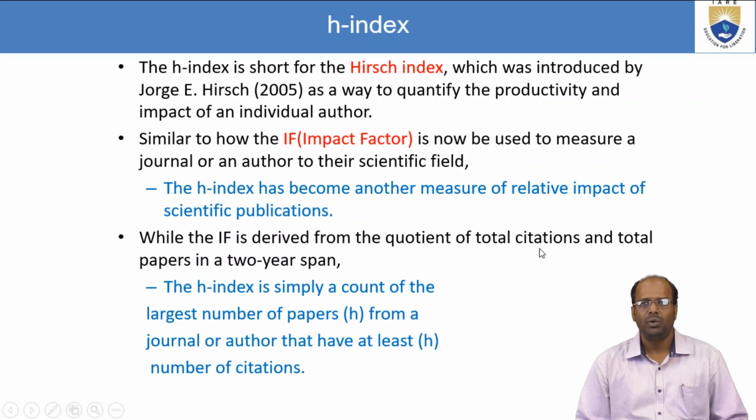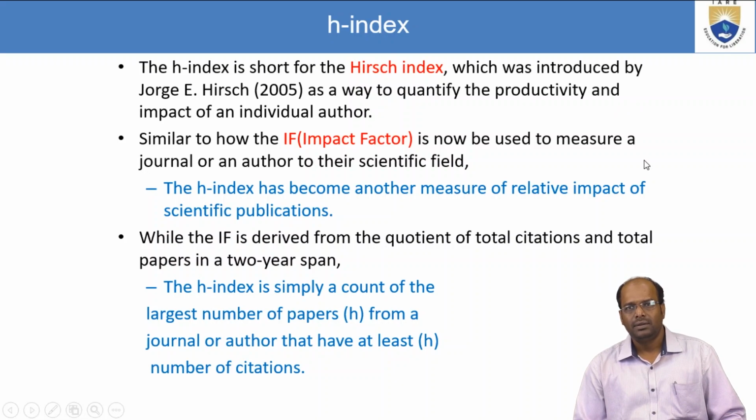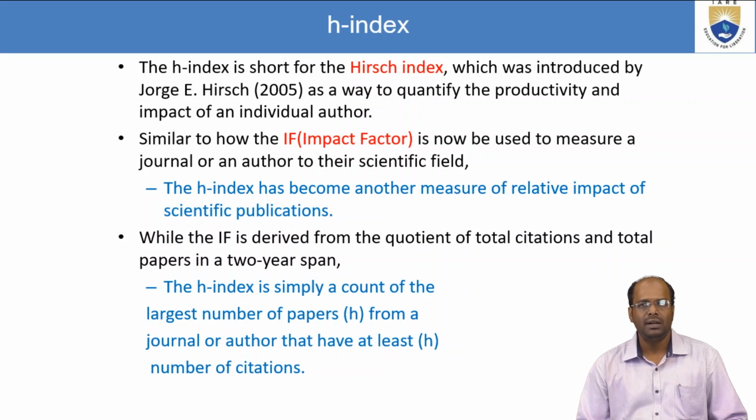Next term, we are going to discuss what is meant by H index. The H index was introduced by Jorge E. Hirsch, who named it after himself, H for Hirsch. It was invented in 2005 as a way to quantify the productivity and impact of an individual author. In a journal's case, a high impact factor means it is a good journal, and a low impact factor means people will think it is a low quality journal.